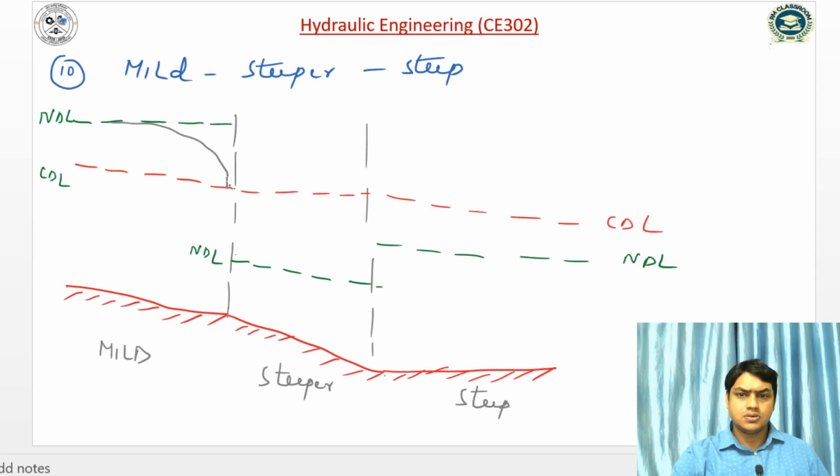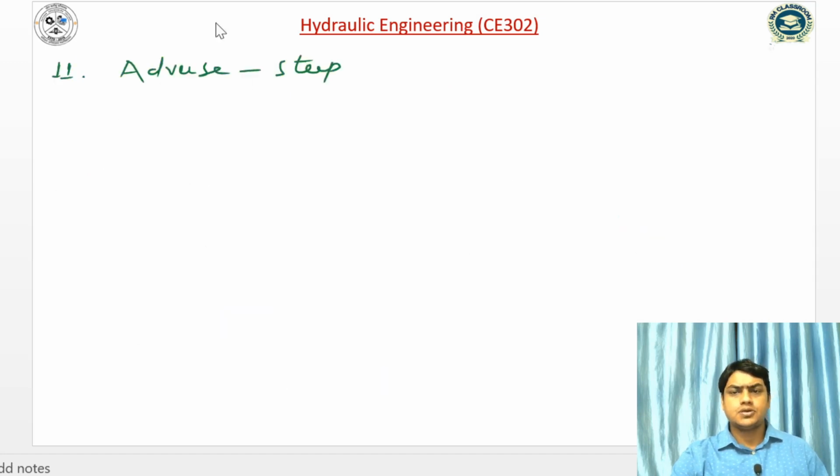And then here is S2, and once again, so it will be M2, S2, S3. Flow profile will be there.